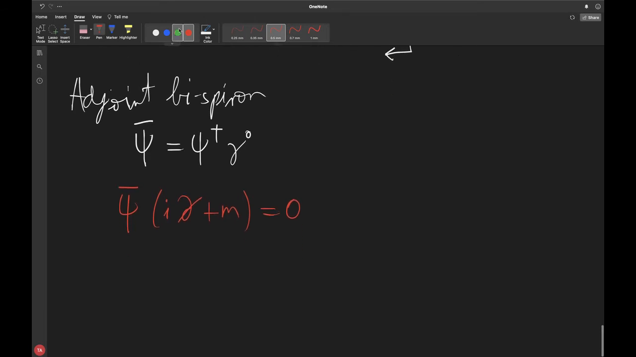Okay, so now let's look at the solutions to this equation, the solutions to the Dirac equation.